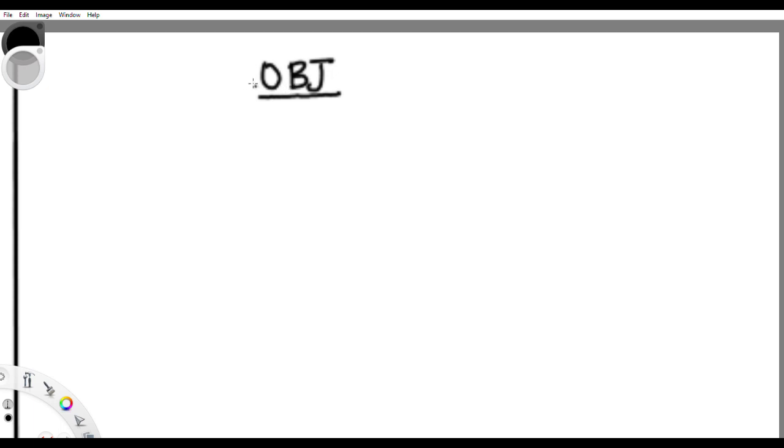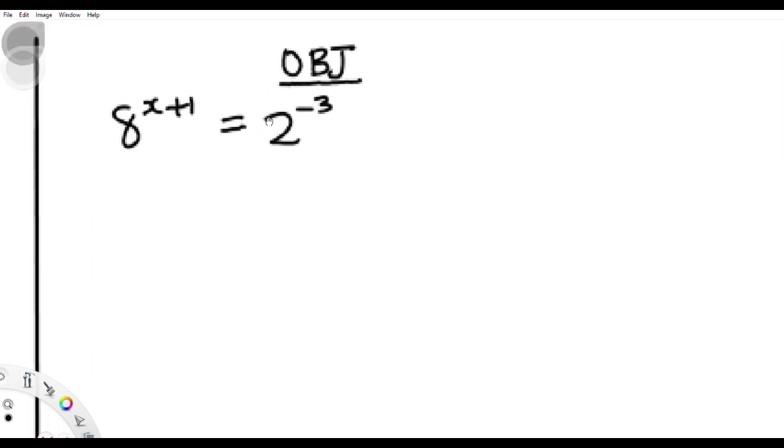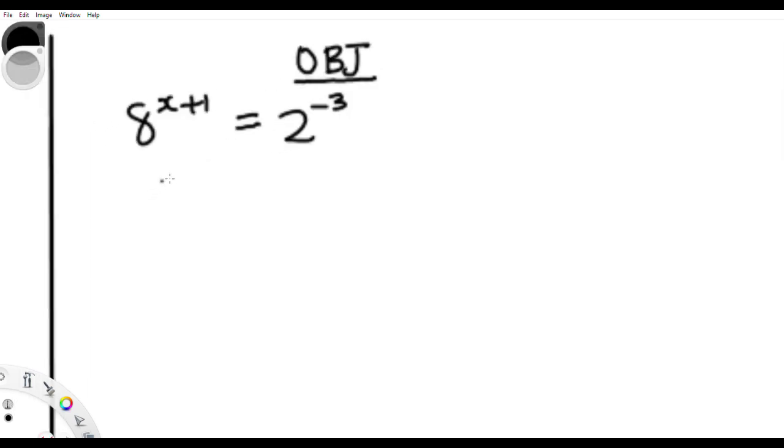Okay, let's start with this question. 8 raised to the power of x plus 1 equals 2 raised to the power of minus 3. And you have, okay, fine. Now let's first solve it the way it should be. Though this one, if you know what you are doing, is actually very fast. It's something you can solve very fast even without shortcuts.